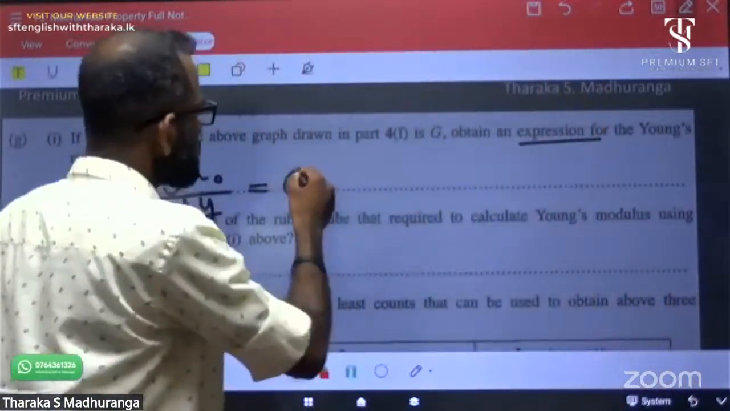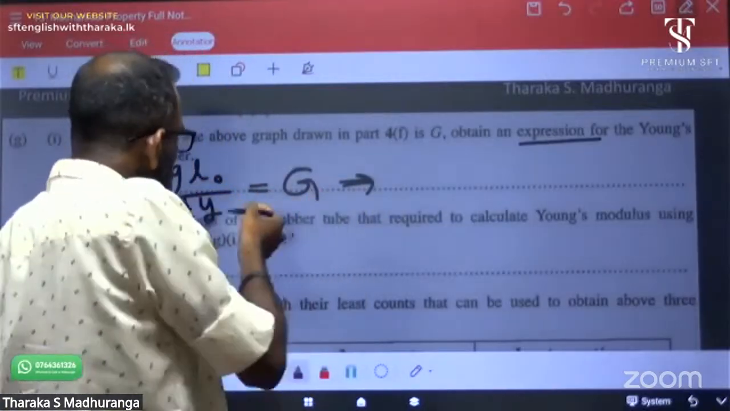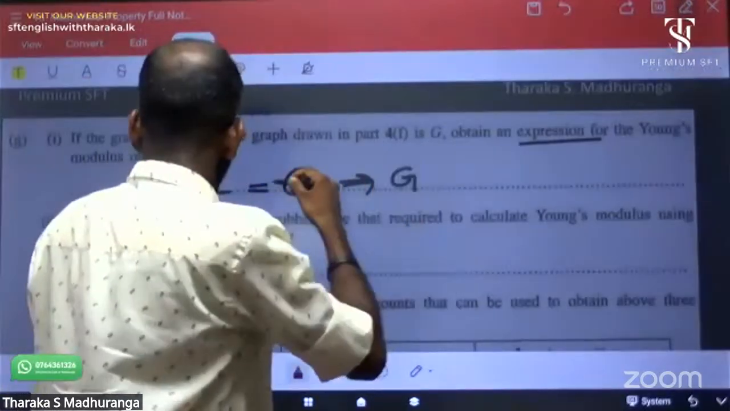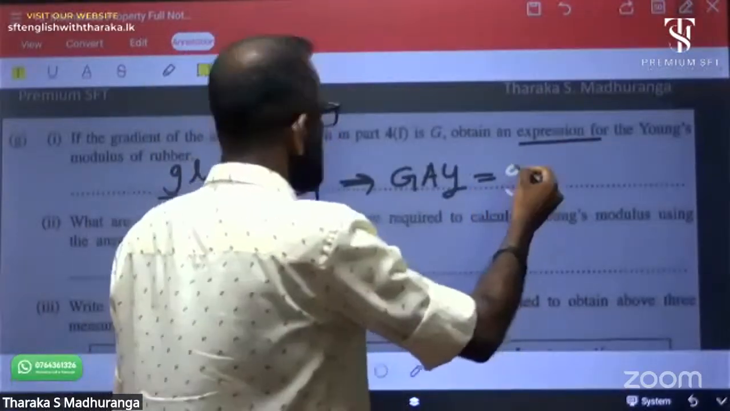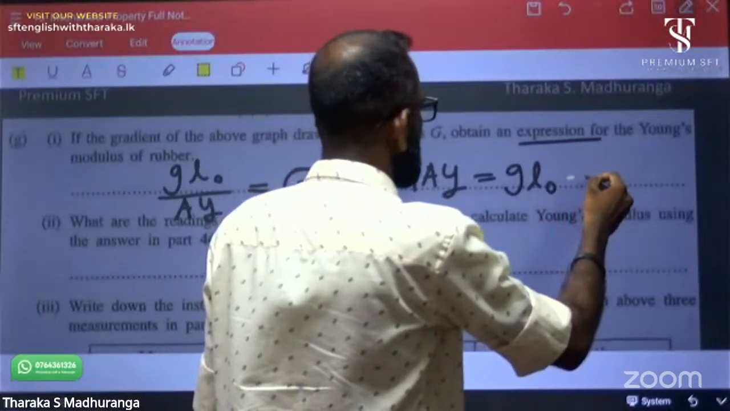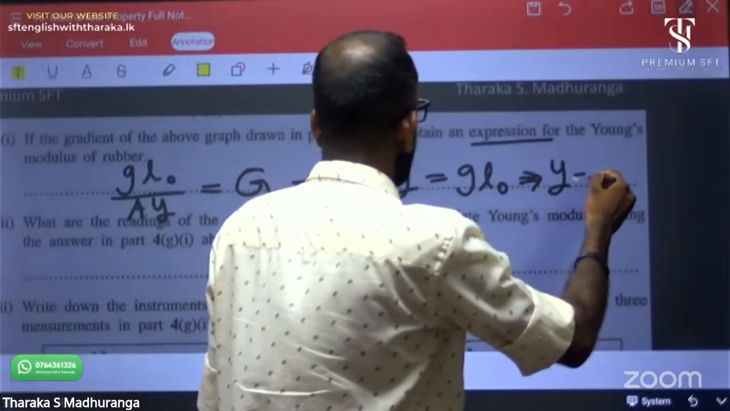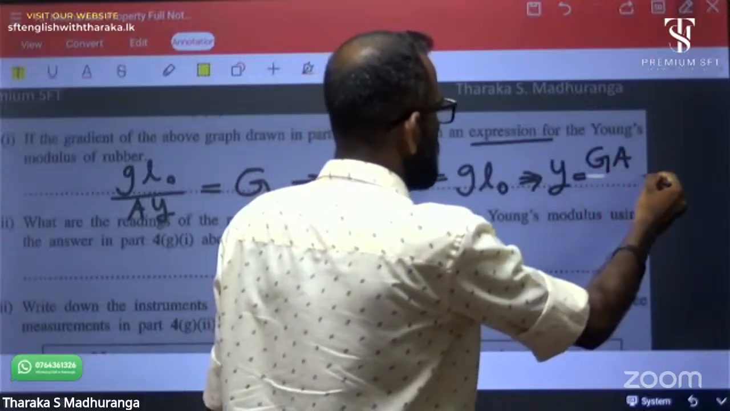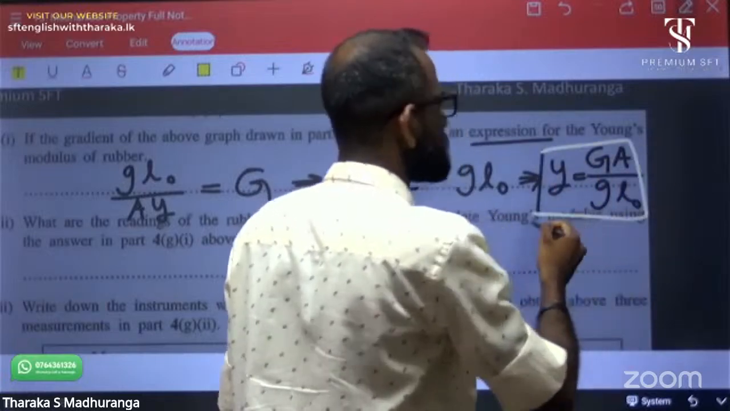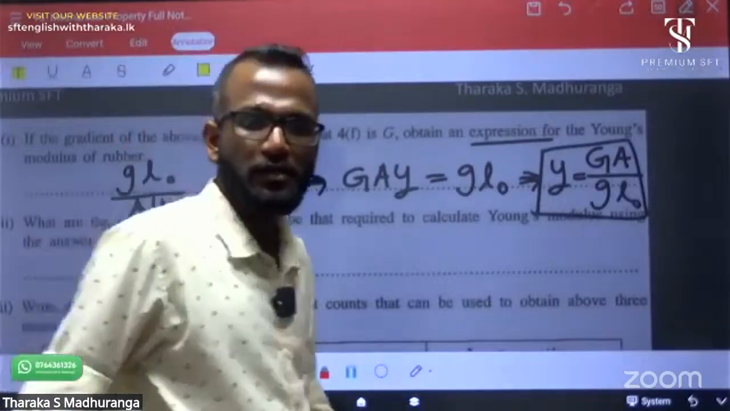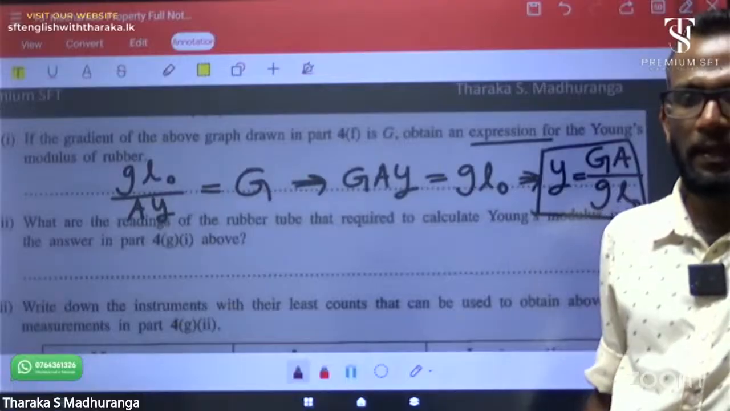Now the expression is asked, so you can isolate the Young's modulus. Okay, I'm going to cross multiply: G A Y equals simply g L naught. Young's modulus equal g L naught over G A. Understood? That's the expression.